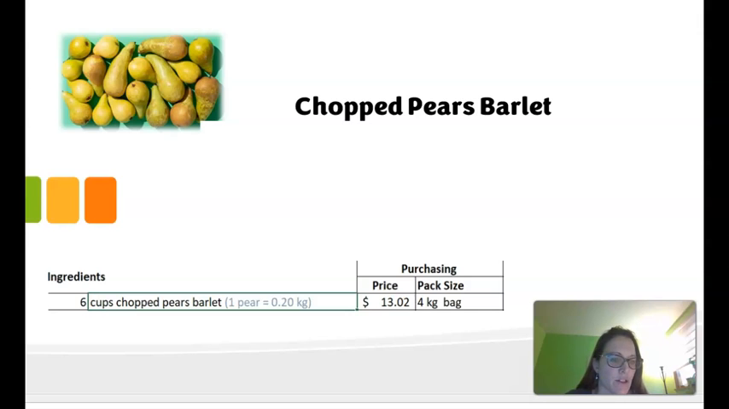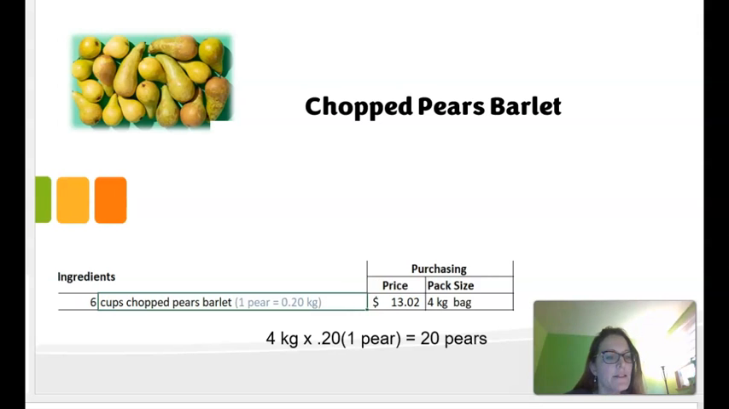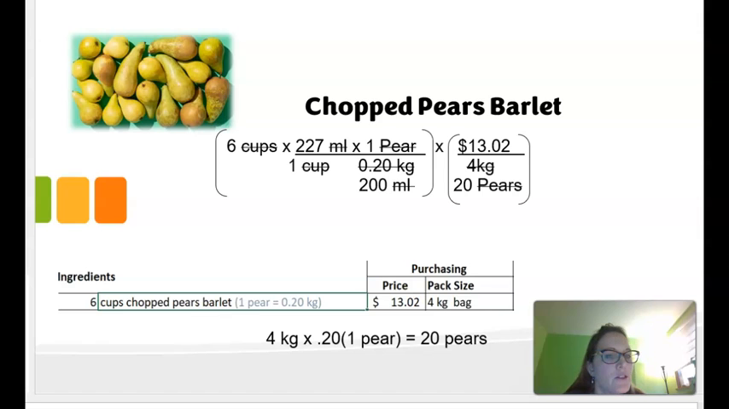Here we need 6 cups of chopped pears, and we have 1 pear is equivalent to 0.20 kilograms, and our price per unit is $13.02, and for our pack size we have 4 kilogram bag. Because we've been given the information that 1 pear is equivalent to 0.20 kilograms, we can actually figure out in a 4 kilogram bag how many pears we get. So if we take 4 kilograms and then we multiply that by 0.20, which is 1 pear, it's equivalent to 20 pears.